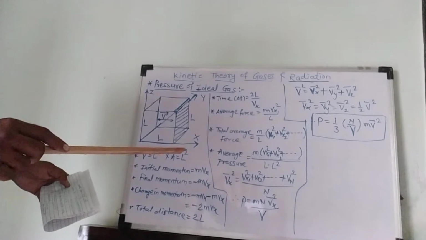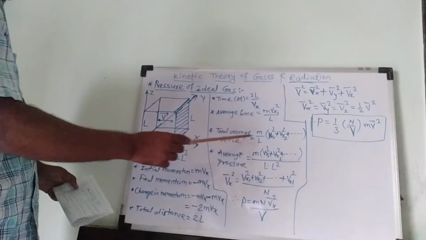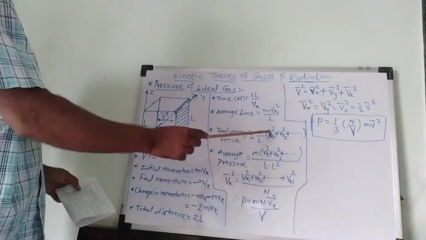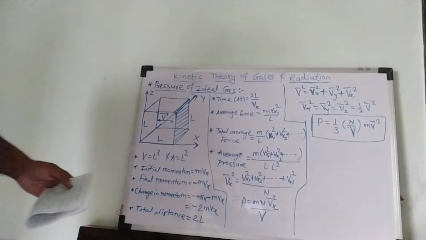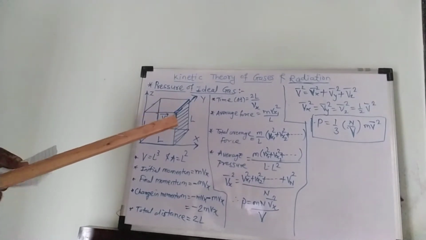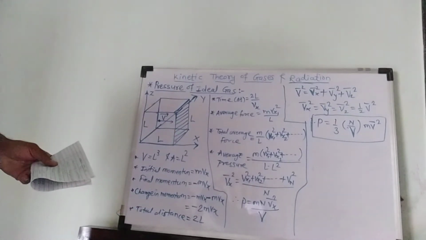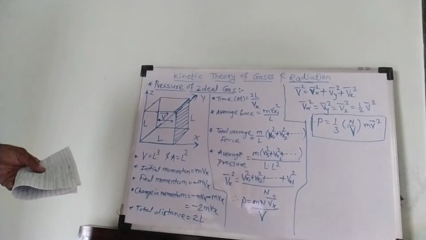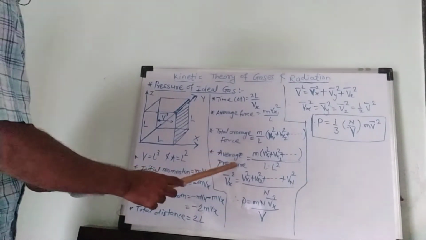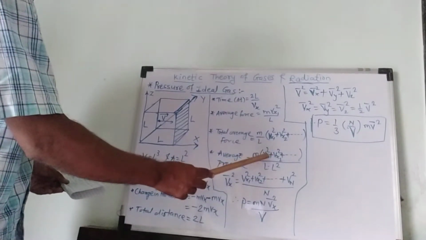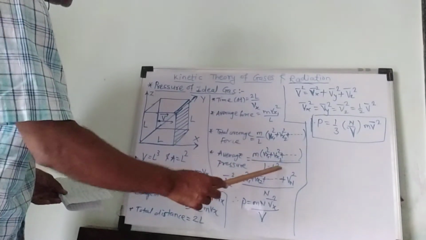The total average force on the wall is m upon L times the bracket Vx1 squared plus Vx2 squared plus so on. Then the average pressure is equal to average force upon the area of the shaded wall, and therefore average pressure is equal to m times the bracket Vx1 squared plus Vx2 squared plus so on, upon L into L squared.